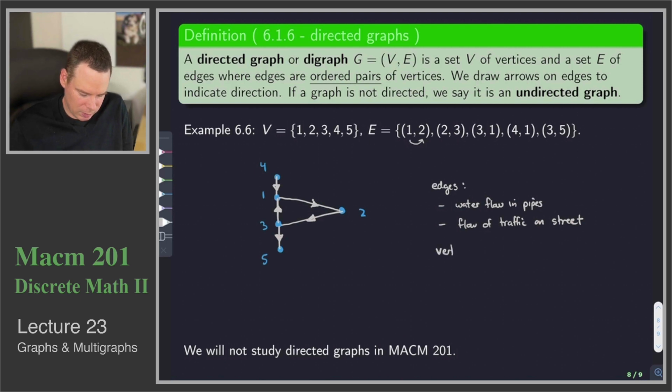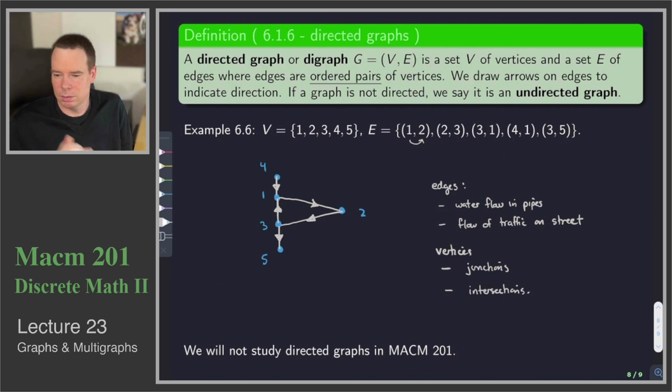What about our vertices? What could be the interpretation of those? So in the water flow in pipes analogy, these could be junctions. Or in the case of the traffic flow, these could be intersections, where there are lights or something. So there are some physical interpretations of this. That's pretty much all I want to say about directed graphs. We may see them in the odd example or two. That's just why I wanted to introduce the terminology. But we're not going to study directed graphs in Macm 201. For all of our examples, we'll assume that edges are undirected.